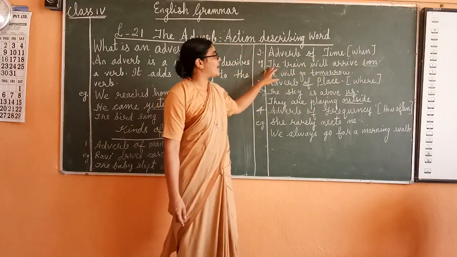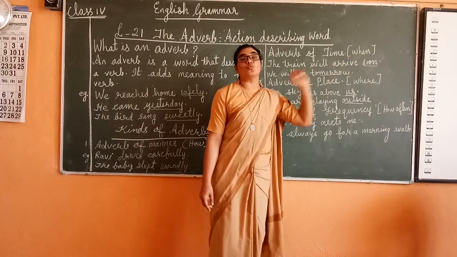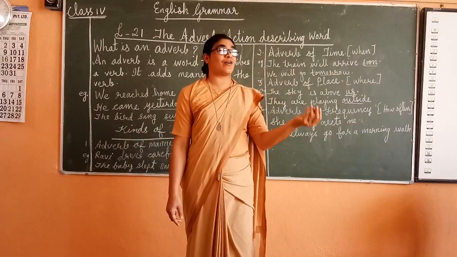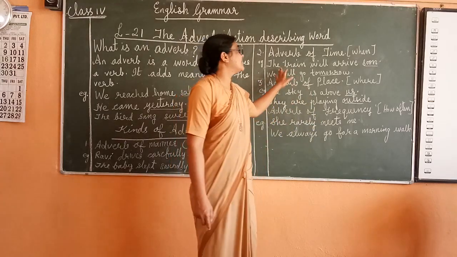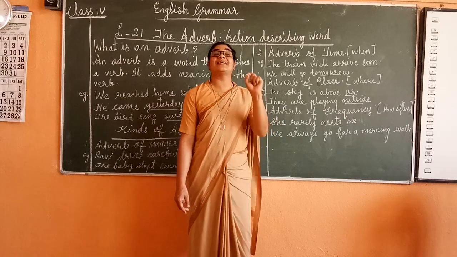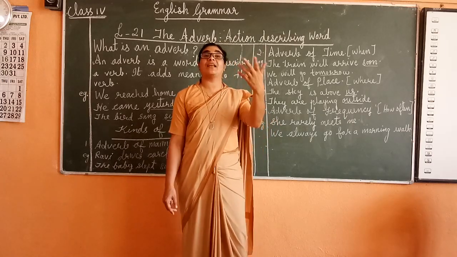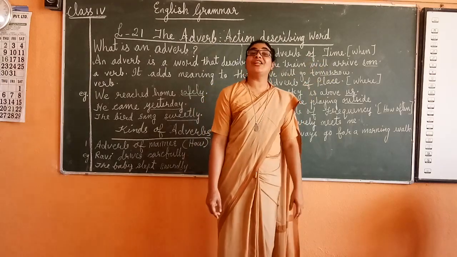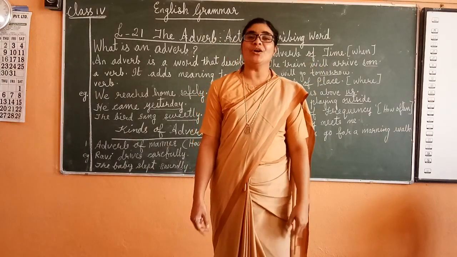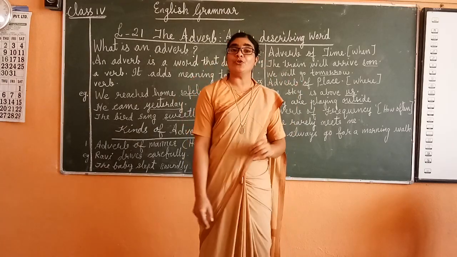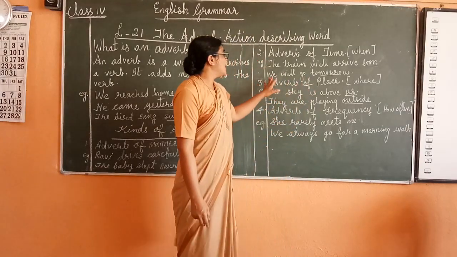For example, the train will arrive soon. When will the train arrive? If you ask the question, you have to get the answer. The train will arrive soon. So the word soon indicates the time. Or it will come very soon. We will go tomorrow. When will you go? So we go tomorrow. We are telling a particular time.